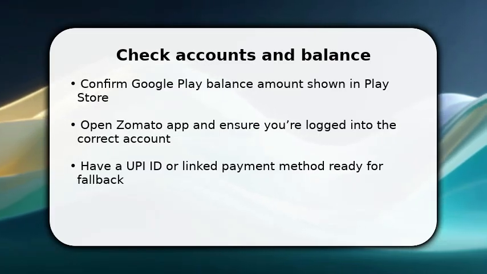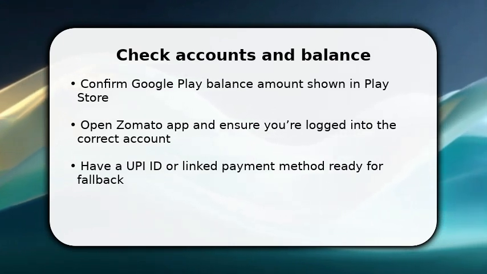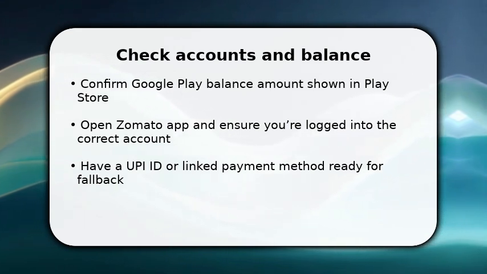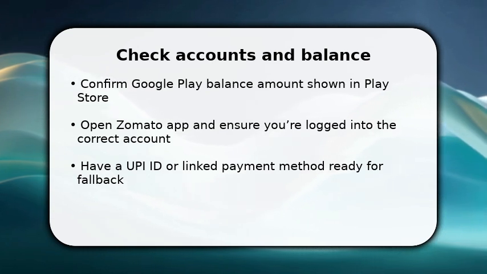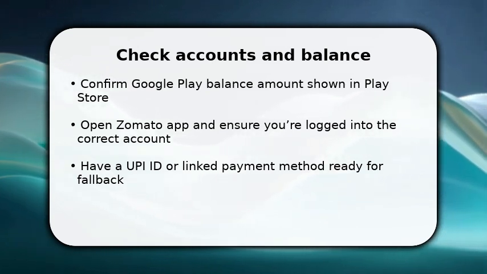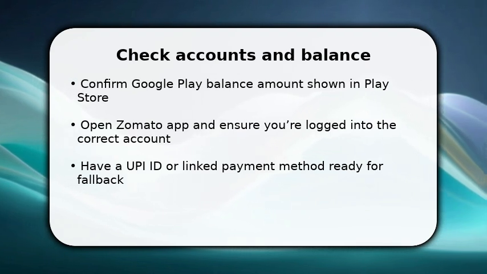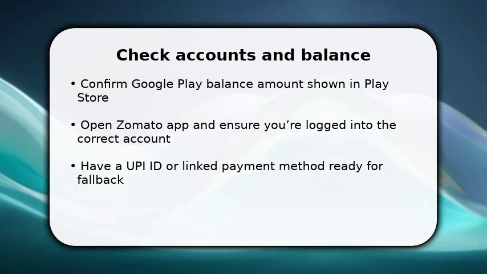You start by confirming the fundamentals. Check your Google Play balance in the Play Store and note the amount. Once done, open the Zomato app and make sure you're signed into the same Google account or the account you use for payments. You need a linked UPI or card ready as a fallback because Zomato may require a secondary method. Now proceed to place an order so you can reach the payment screen and attempt to apply Google Play balance.